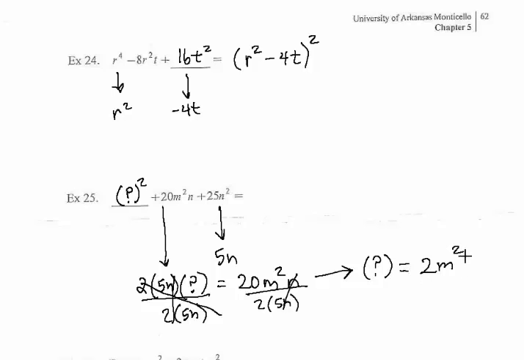This is our question mark, and so this missing term is 2m squared, squared. Okay, so we know our two square roots, 2m squared and 5n. So to construct our factors, we simply write parentheses 2m squared plus 5n, put that in parentheses, and then we put a power of 2 outside the parentheses.